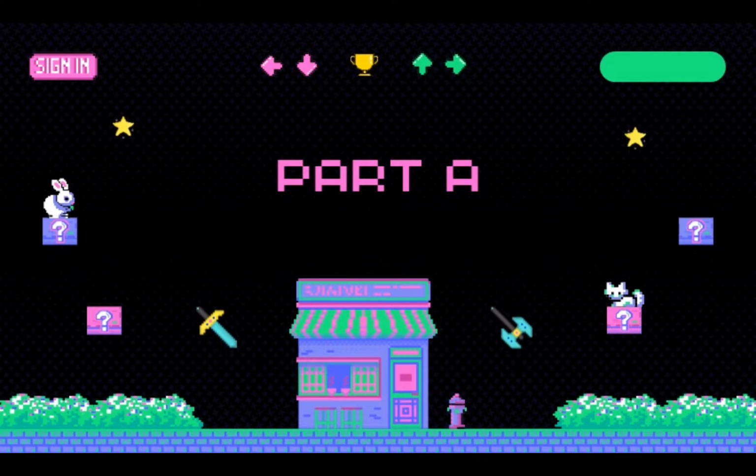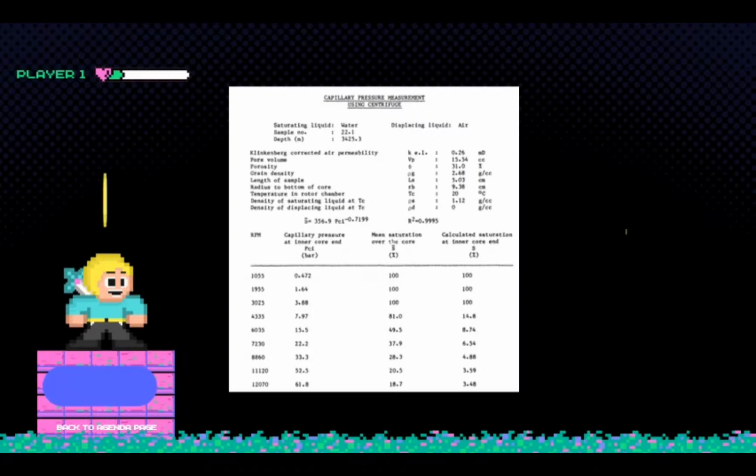Hey everyone, my name is Rutra Murthy Visayendra, and today I want to walk through some of the calculations for capillary pressure measurement using centrifuge, done by Group 4. This is Part A. The sample we are using is sample number 21.2 and the depth is 3425.3. The permeability we are using is 0.26 millidarcy.